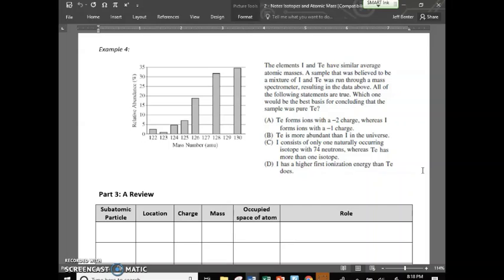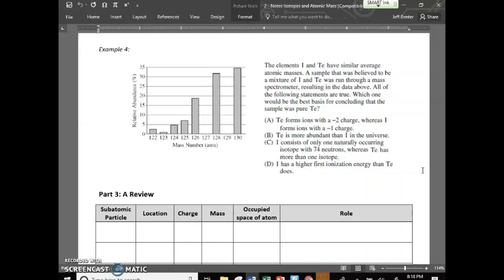All these statements are true, so it's not like a normal multiple choice question where only one is true and the rest are false, or maybe three are true and one is false. These are all true. But what the question is asking is which of these letters is the best basis for concluding the sample was pure tellurium, that there was no iodine. Right? So all these statements are true, but which one explains why there's no iodine and it's only tellurium? I'll let you read through the answers real quick and choose your favorite one.